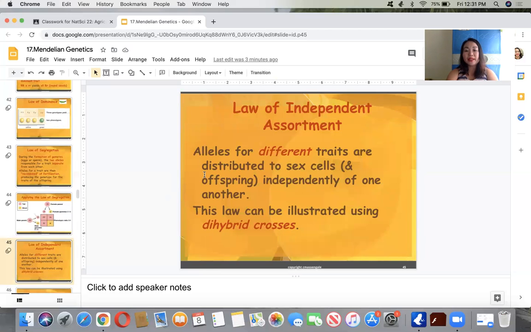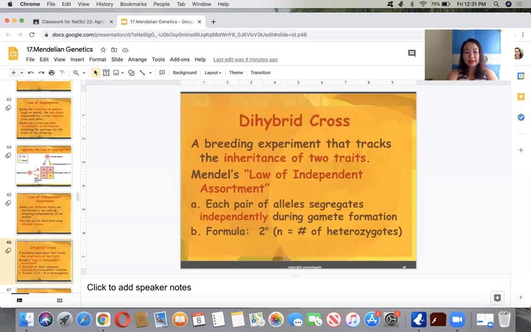The law of independent assortment states that alleles for different traits are distributed to sex cells and offspring independently of one another. This law can be illustrated using the dihybrid cross. A dihybrid cross is a breeding experiment that tracks the inheritance of two traits. Each pair of alleles segregates independently during gamete formation, with a formula of 2^n, where n is the number of heterozygotes.